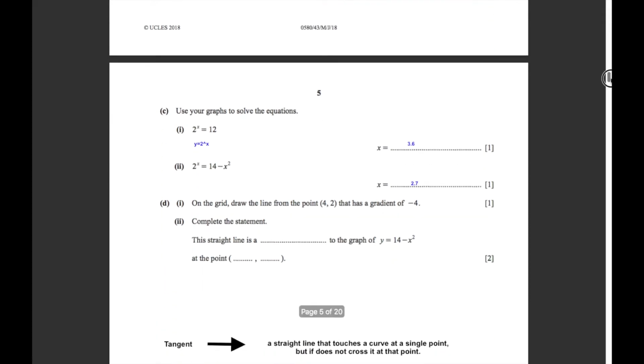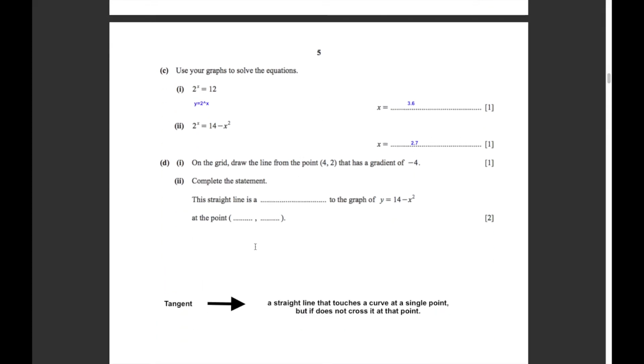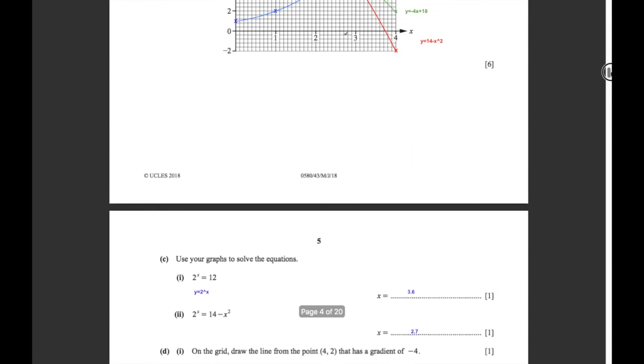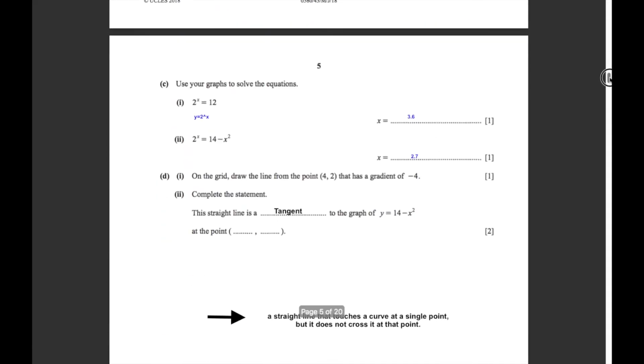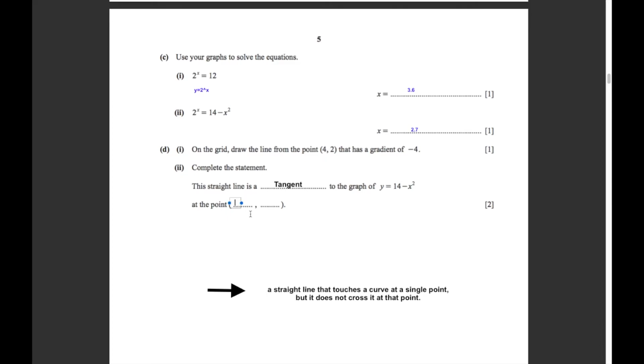Now, what is this straight line? You can notice that this line is actually a tangent to the graph of y is equal to 14 minus x squared. It's a straight line that touches a curve at a single point, but it does not cross it at that point. It just touches it. So this is our graph, and it just touches it at the point (2, 10). All right, so (2, 10). Let's do that right now.